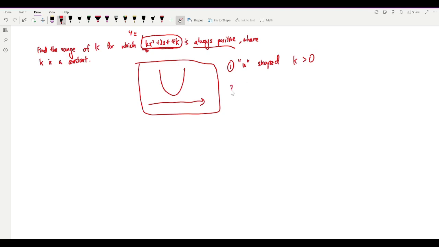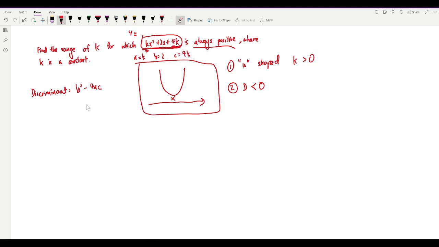Second condition, cannot have any roots. So for no real roots, your discriminant has to be less than 0. So let's go ahead and find our discriminant. Discriminant, remember, it's b squared minus 4ac. So identify your values of a, b, and c. a is k, b is 2, and c is 4k. a is the coefficient of x squared, b is the coefficient of x, and c is the constant term at the back, that doesn't have any x term inside.